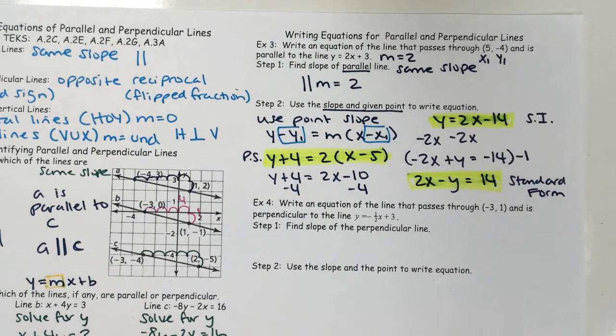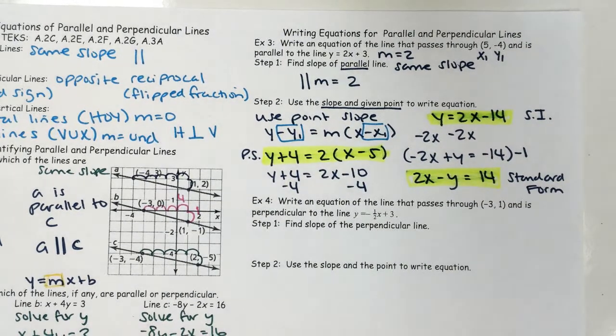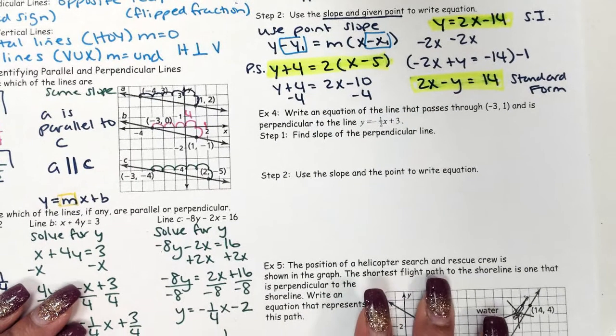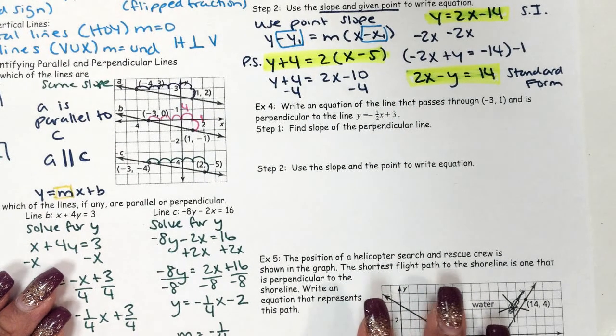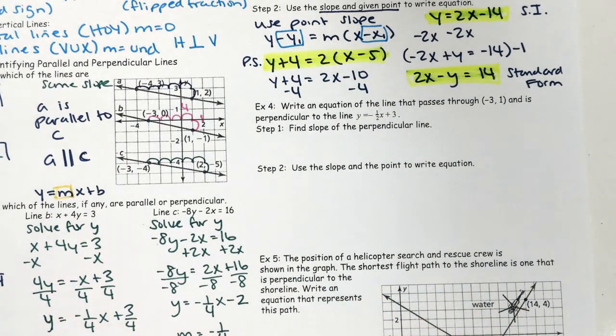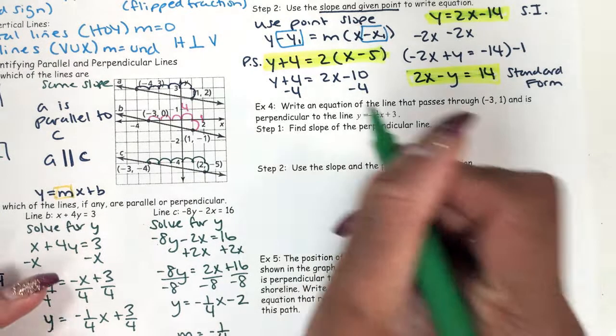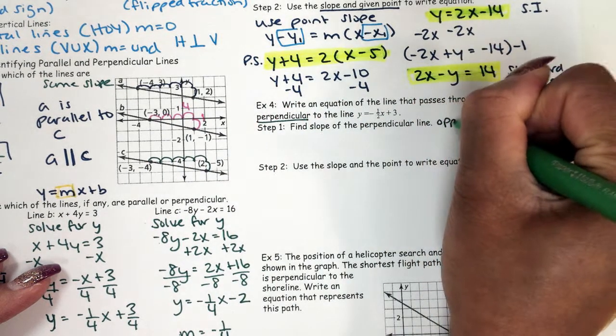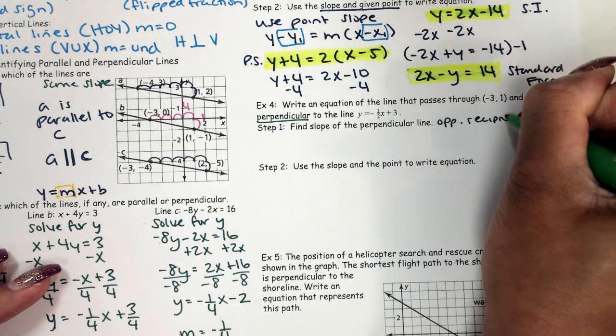So now we're going to go on to example 4, where it talks about perpendicular lines. It says, write an equation of a line that passes through (-3, 1) and is perpendicular to the line y equals negative 1/2 x plus 3. So now we're talking about perpendicular lines. Remember, perpendicular is the opposite reciprocal.